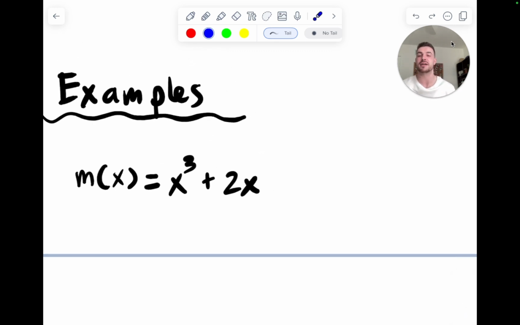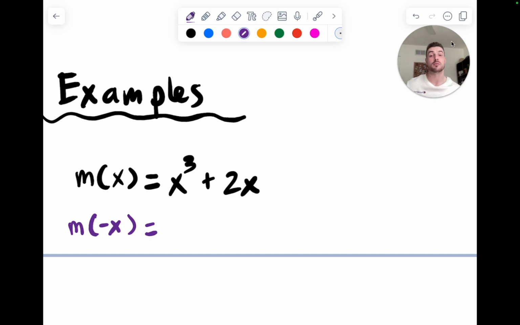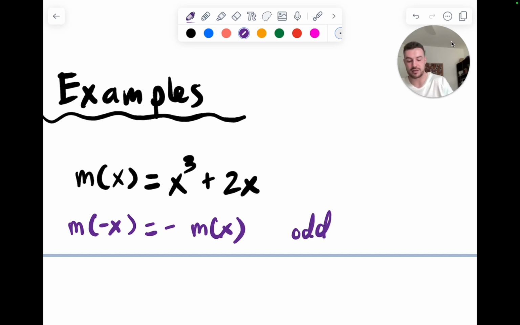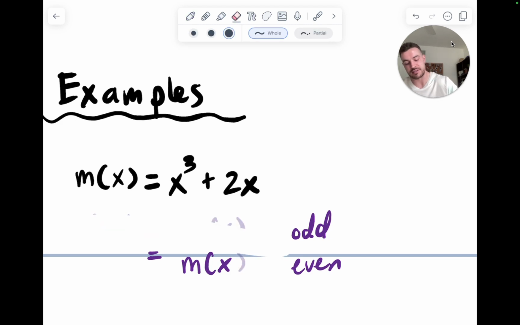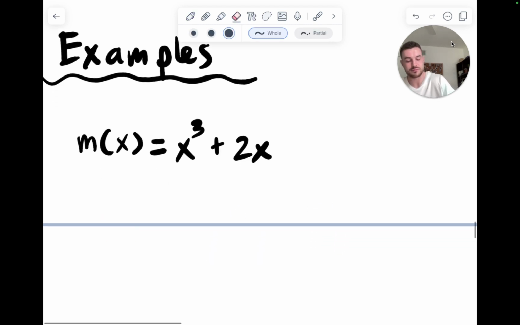I've got m of x is equal to x to the 3rd plus 2x. Now, what I need to do is I need to take m of negative x. Here's the important part. If I get out the opposite of my original function, then that means it is going to be odd. If I plug it in and I get my original function, that means it is going to be even. And if I get neither of those things, the answer will be neither. So let's take a look and see what that looks like.